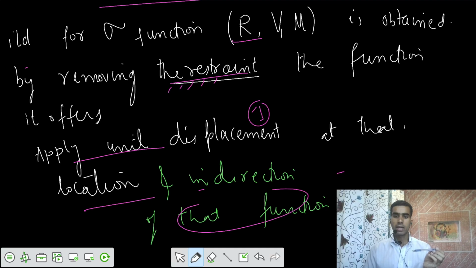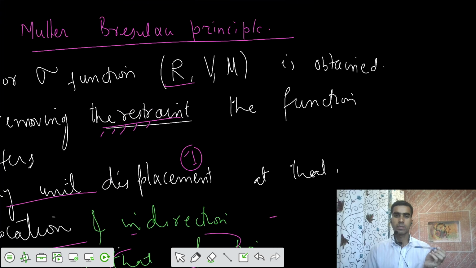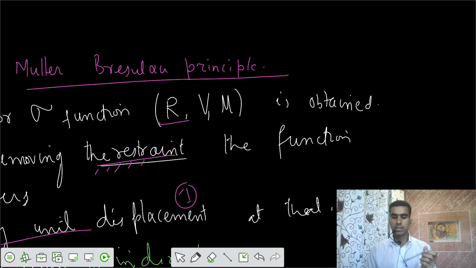We know that at the support the reaction would be upwards. If loading is downwards, the reaction would be upwards. So in the direction of the reaction, you apply the unit displacement, and accordingly the profile formed would be the ILD. The second one is the shear force.